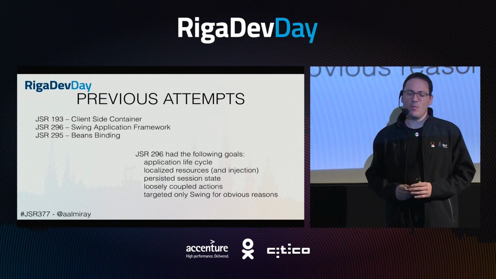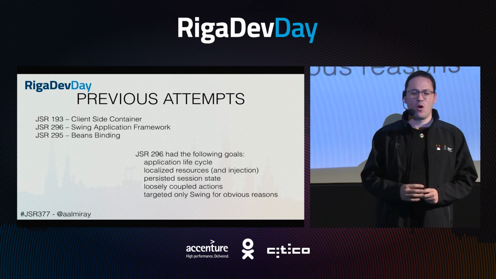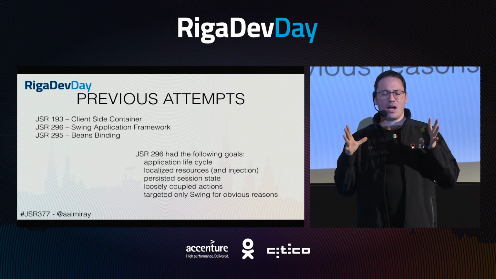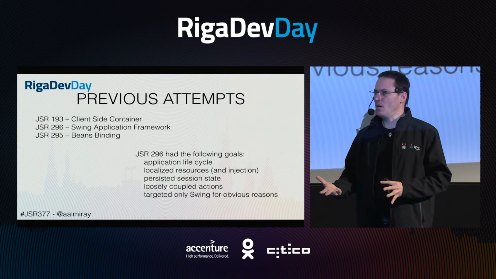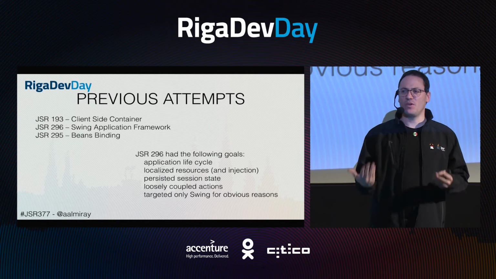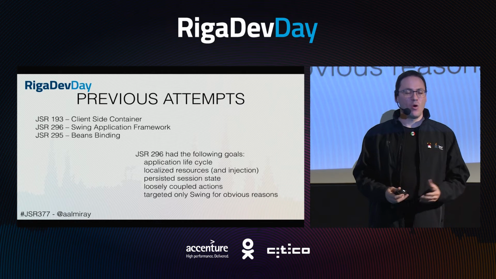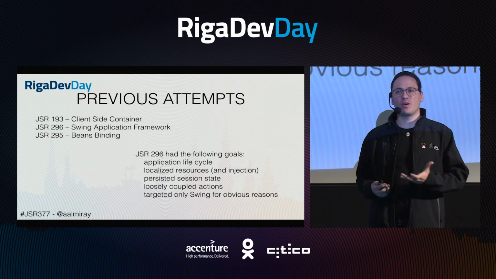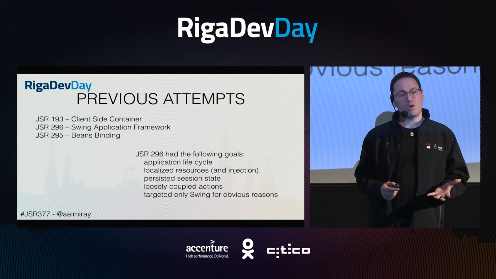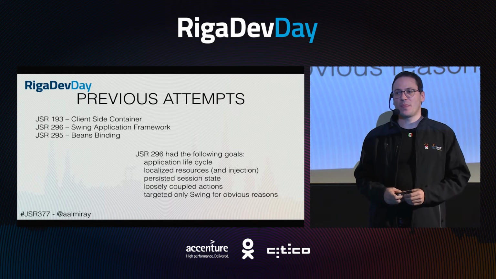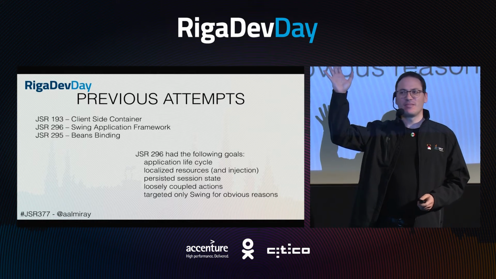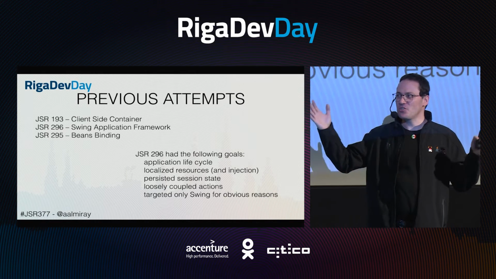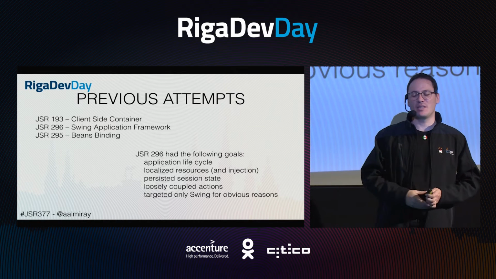Some of the goals of 296 were to deliver a common way for you to define actions, to locate those actions, and to configure metadata about those actions. We have to remember that by the time this JSR was proposed, Struts was the king of the web frameworks. Does anybody here remember Struts? Yeah, we got actions and forms and whatnot. So that's precisely what they did.